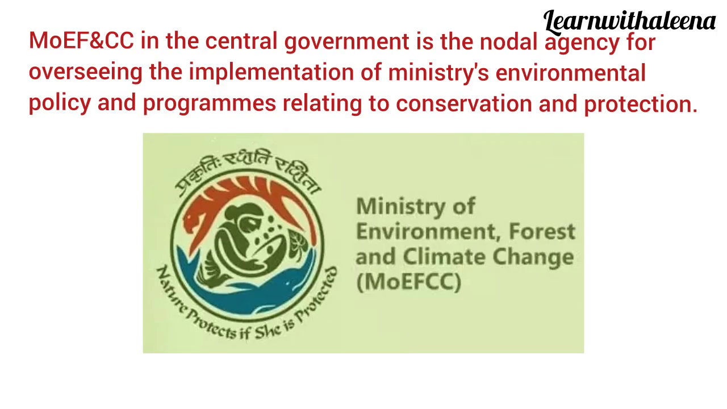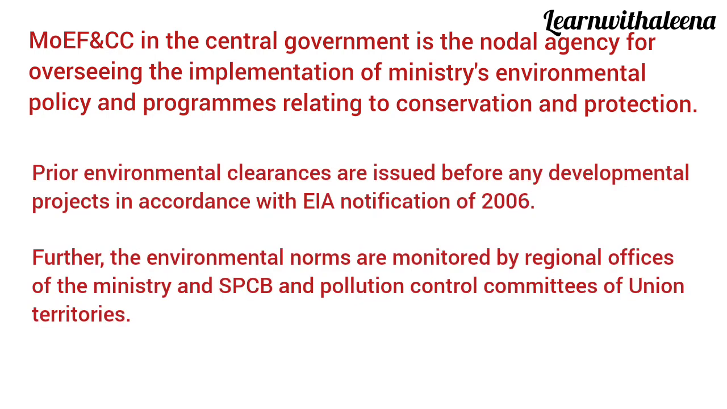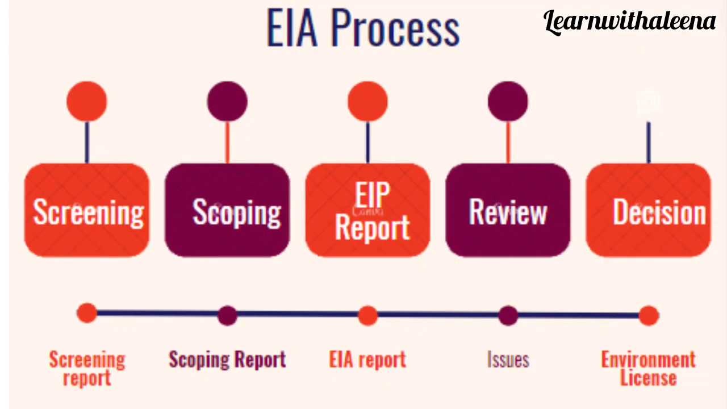The Ministry of Environment, Forest and Climate Change is the nodal agency for overseeing the implementation of the ministry's environmental policy and programs relating to conservation and protection. Prior environmental clearances are issued before any developmental projects in accordance with the Environmental Impact Assessment Notification of 2006. Further, the environmental norms are monitored by regional offices of the Ministry and State Pollution Control Boards and Pollution Control Committees of Union Territories. The process of EIA includes screening, scoping, public consultation and appraisal. This process also includes collection of data and preparation of EIA report, public consultation, finalization of EIA report, appraisal by expert appraisal committee and examination of MOEF and CC.